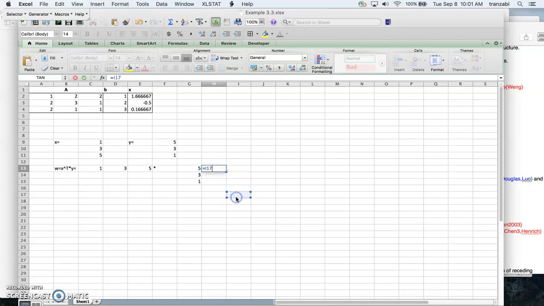The result is going to be, if you remember from high school, that's a vector multiplication.